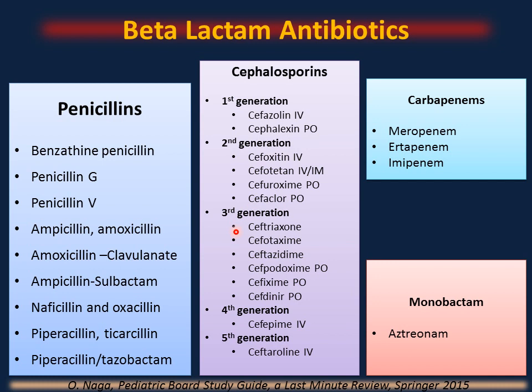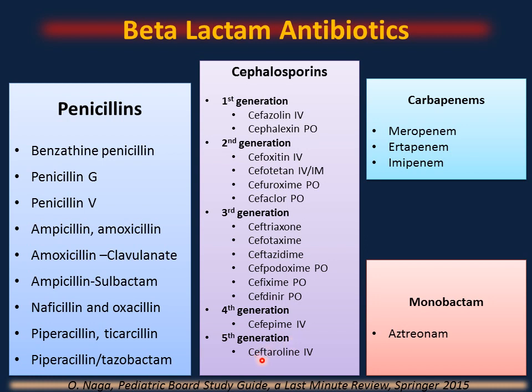Third generation covers gram-positive and gram-negative, but with more gram-negative coverage. Ceftriaxone, cefotaxime, and ceftazidime, and ceftazidime covers Pseudomonas. The oral forms are cefpodoxime, cefixime or Suprax, and cefdinir or Omnicef. Fourth generation, cefepime, covers the same as first and third generation, gram-positive and gram-negative, plus it provides coverage against Pseudomonas.